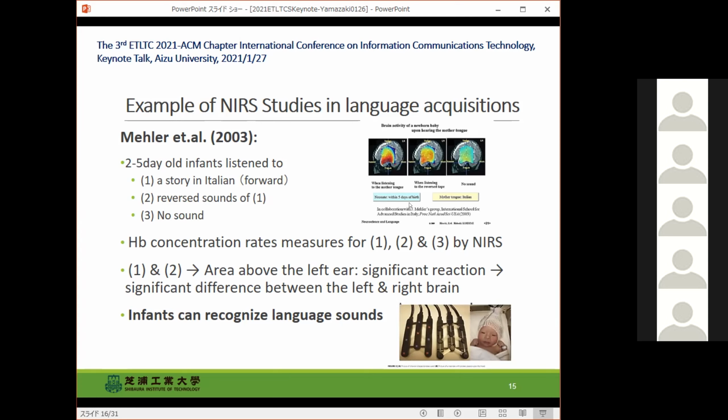So as you can see from here, the language area of their brain was activated when they listened to Italian and even to the reversed Italian sound. So they tend to react to sound.